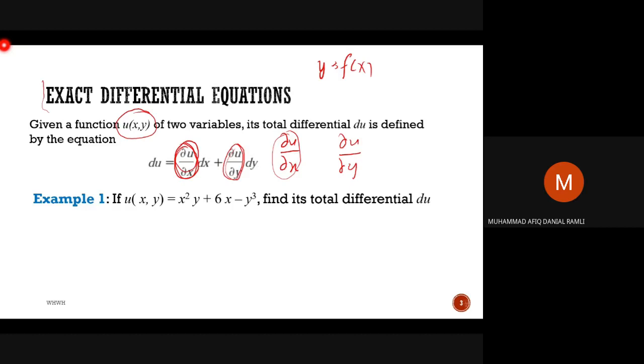It's just partial derivative. So now let me explain with an example here. If you look at example 1, if u equals xy equals x square y plus 6x minus y cube. What does del u over del x mean here? The equation on your right hand side, how many terms do you have, class? How many terms are there here? What do I mean by term?